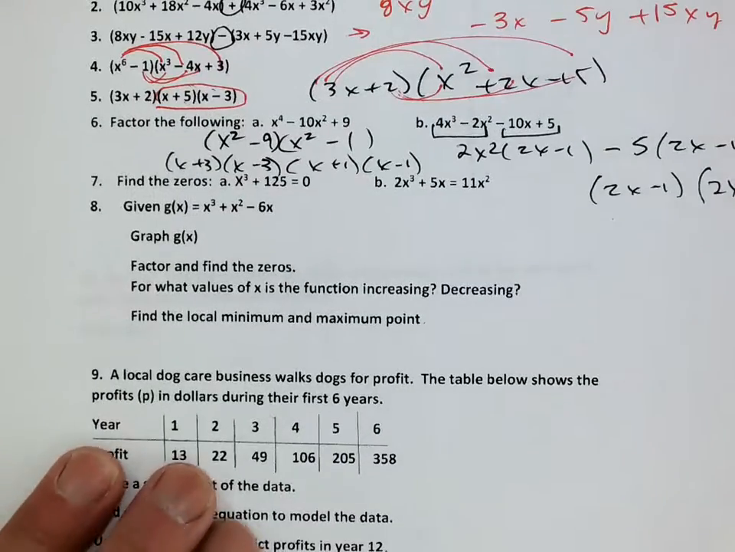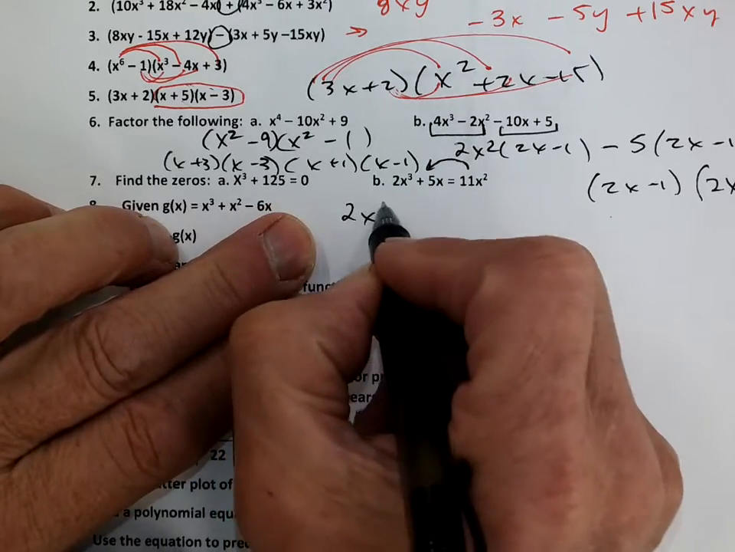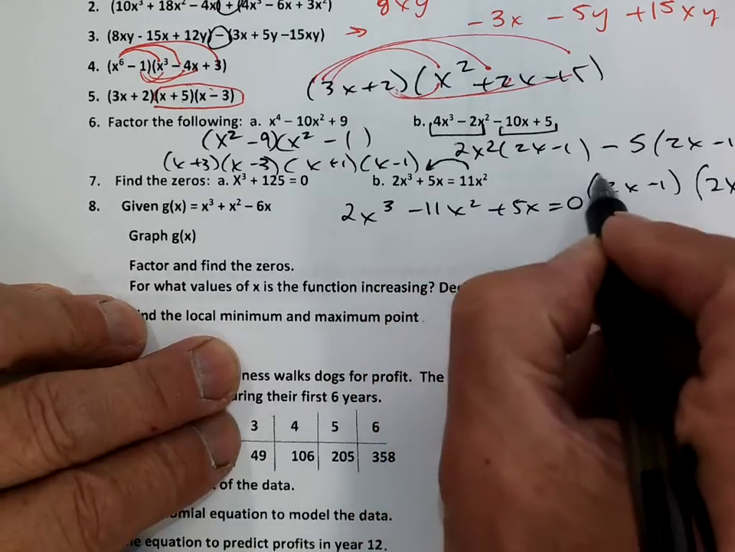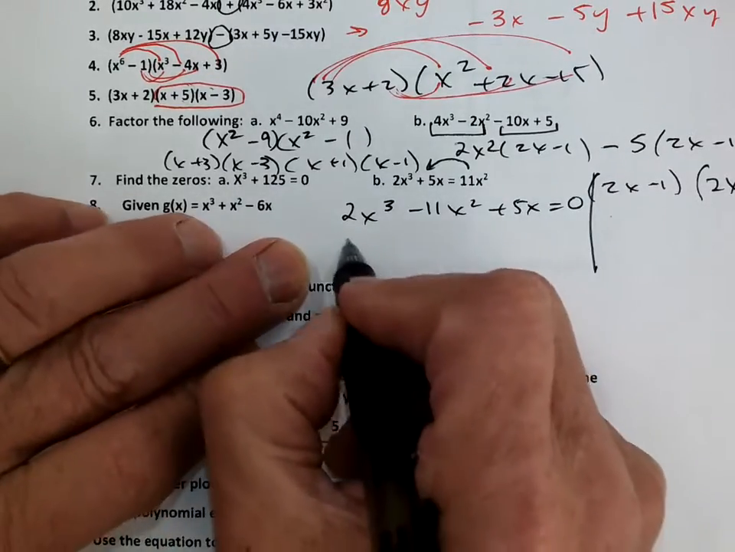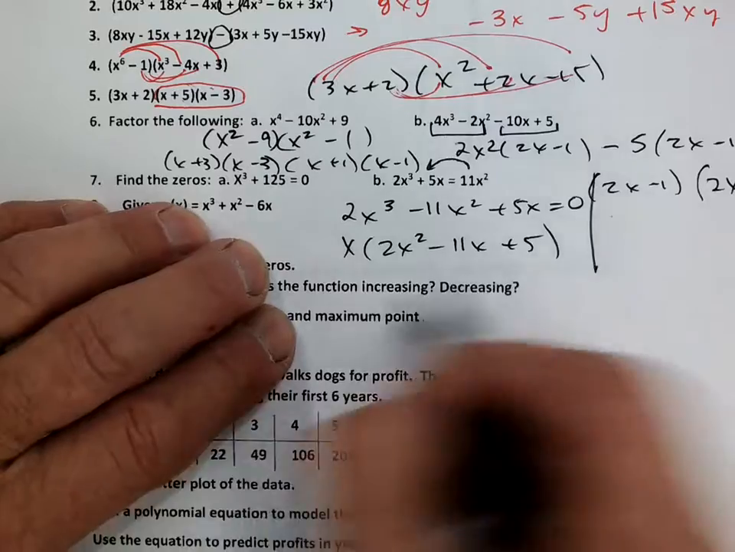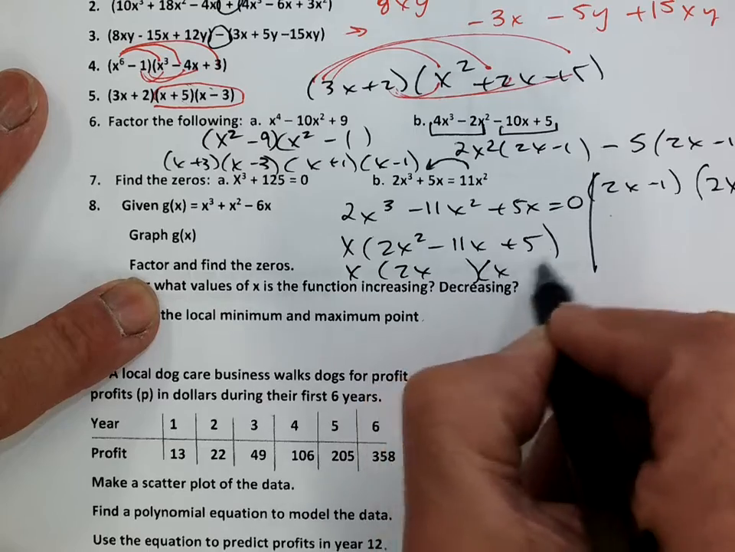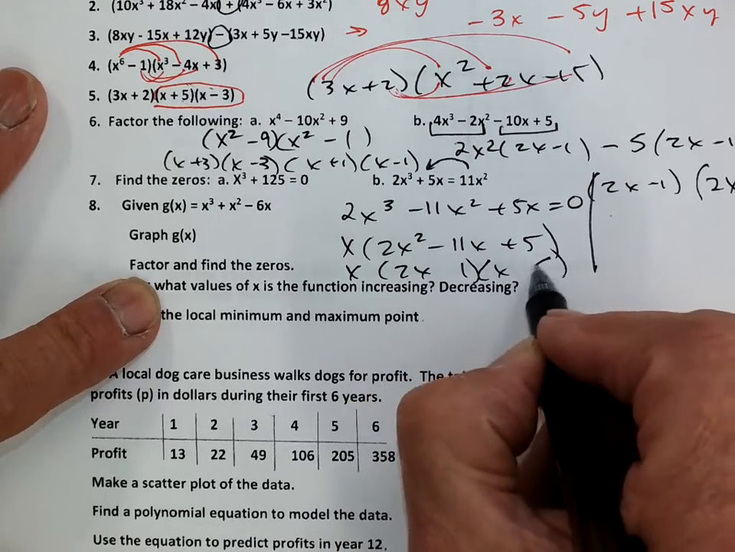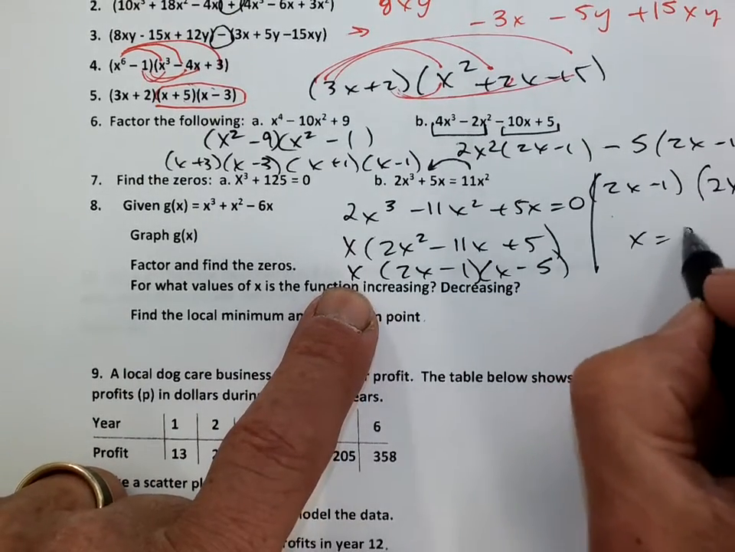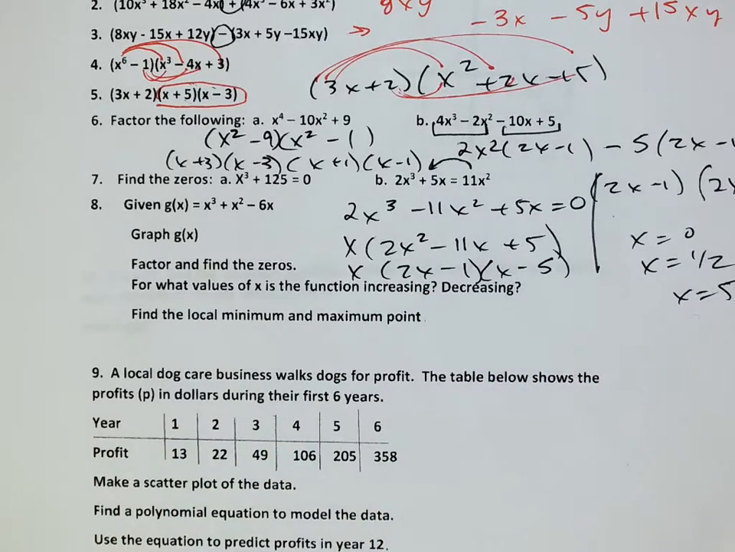Moving on, number b, if I bring the 11x over, I'm going to rewrite this as a 2x cubed minus 11x squared plus 5x equals 0. I'll common factor out an x. I'll have a 2x squared minus an 11x plus 5. That does factor again into a 2x, x, 1, 5, minus, minus. So you are going to get 3 answers from your mini equations. One is x equals 0, x equals 1/2, and x equals 5. Okay, I'll let you guys do that, okay?